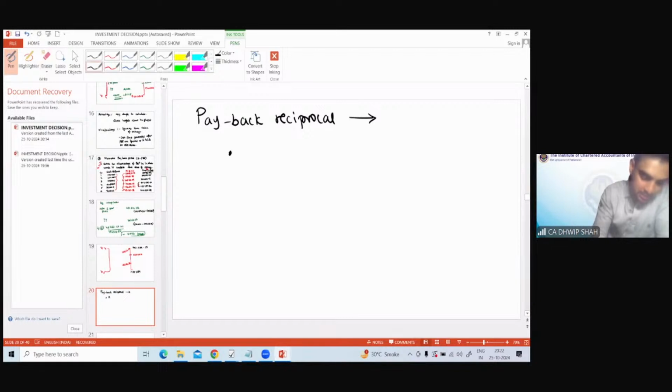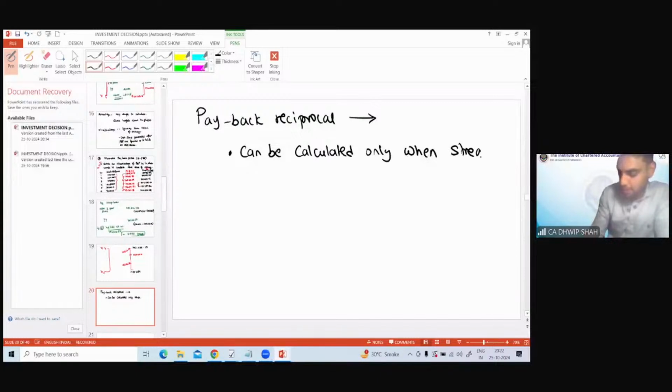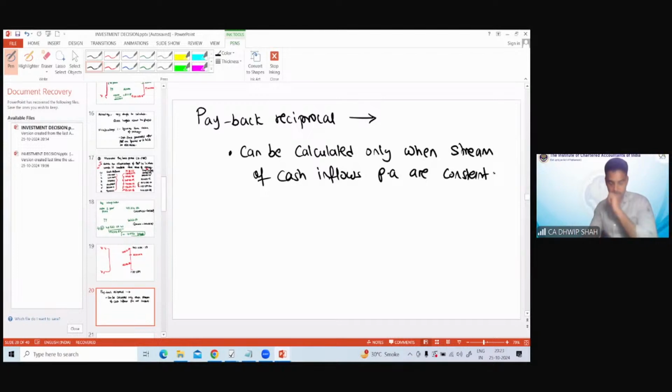Payback reciprocal or payback period reciprocal can be calculated only when the stream of cash inflows per annum are constant. Okay? Payback reciprocal can be calculated only when the cash inflows from the project are constant. So this is one of the conditions to calculate payback reciprocal.